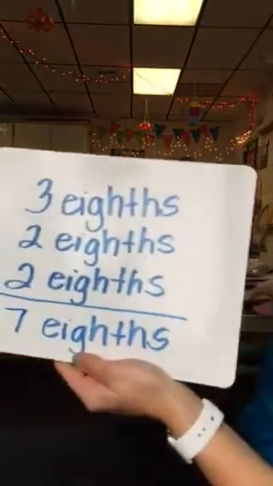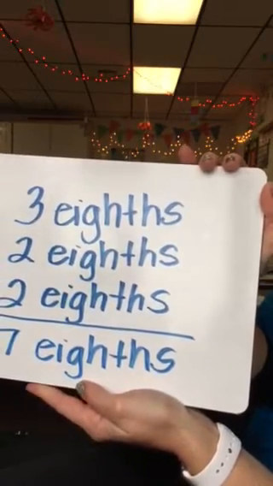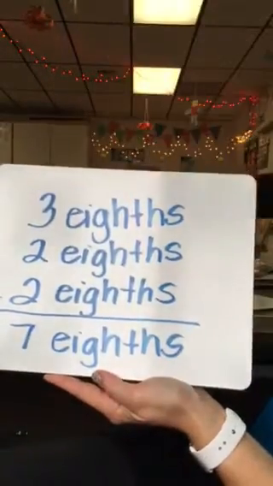Another way of writing this is 3/8 plus 2/8 plus 2/8 equals 7/8. So if you looked at it like this, you're basically saying 3 parts plus 2 parts plus 2 parts equal 7 parts. Those are the numerators in each of these fractions.